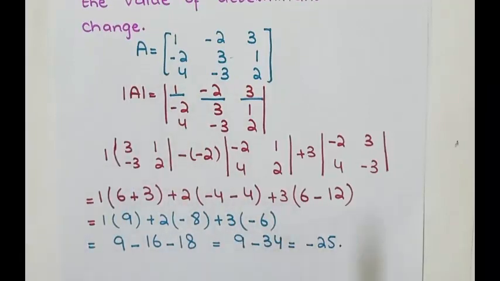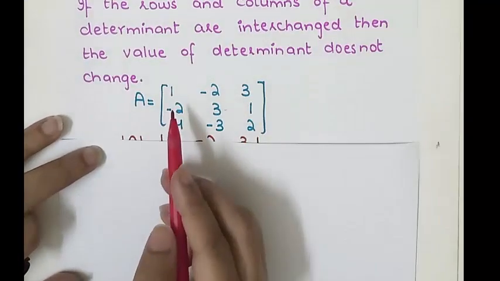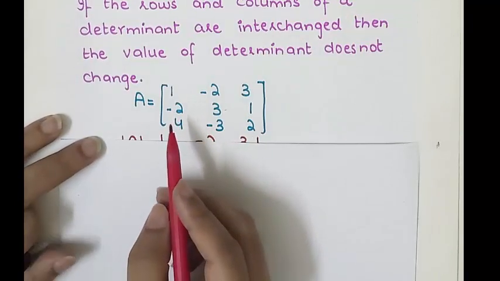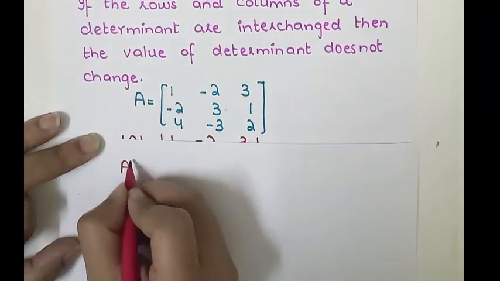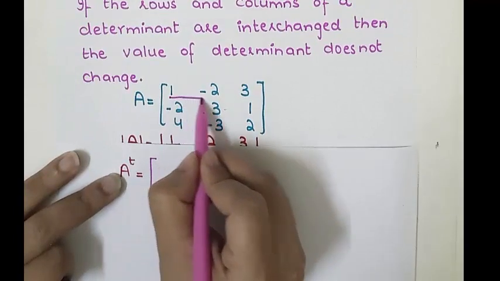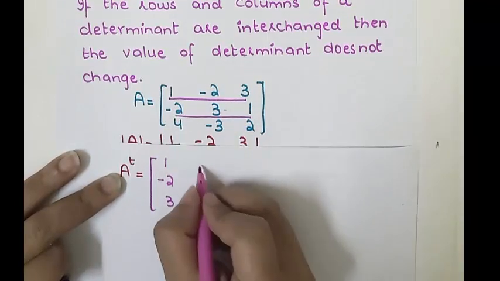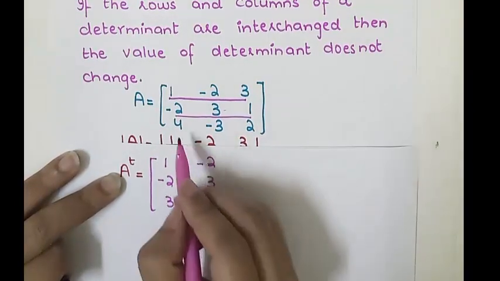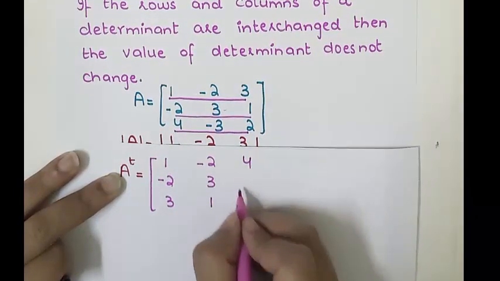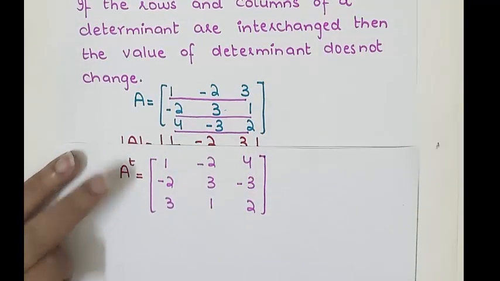Now we will change the rows and columns of this determinant and see whether we get this 25 or not. So we have A equal to this matrix. Changing the rows into columns means taking the transpose of the matrix. So we will take the transpose of this matrix. Changing the first row into column, 1 minus 2 3, changing the second row into column. Now changing the third row into column. This is what we have as A transpose.